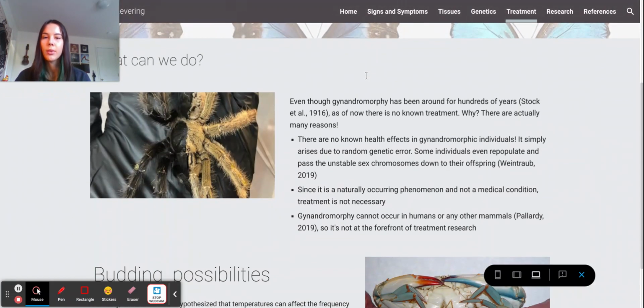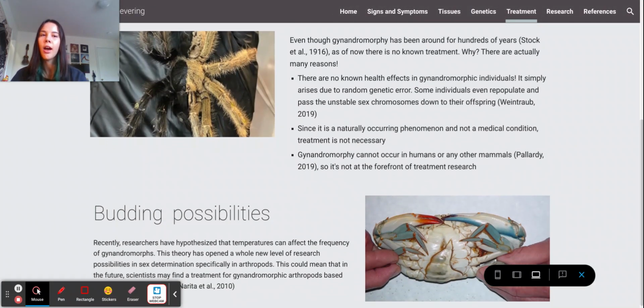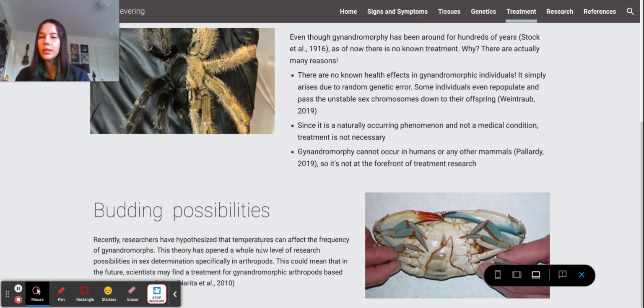On my treatment page, I thought it was important to add that it's not typically treatable because it's not found in humans or mammals, so it's not at the forefront of research for treatment, and also because it has no known health effects, so it typically doesn't need to be treated. I think the only effect would be if a moth were gynandromorphic and it affected its ability to blend in, but that's not really affecting the individual's health per se. I did touch on some budding possibilities with that temperature study and environmental factors, but other than that, not too much to be done with treatment.